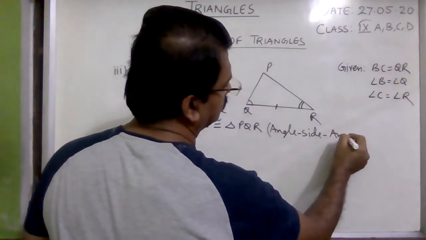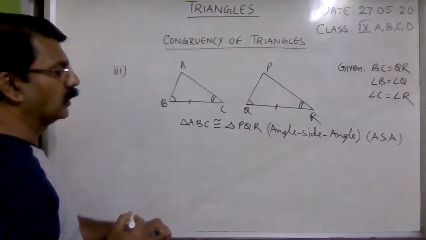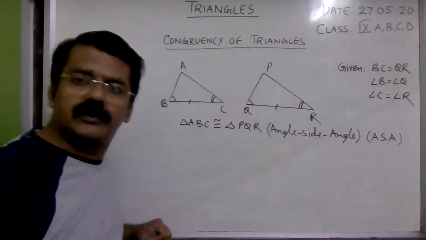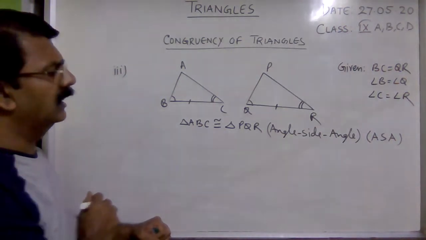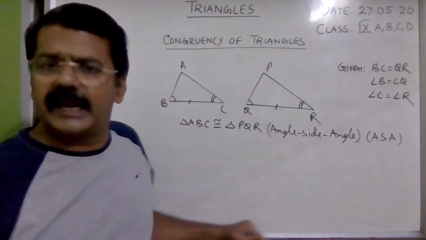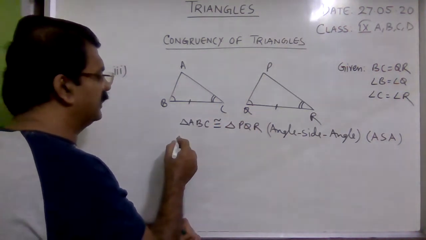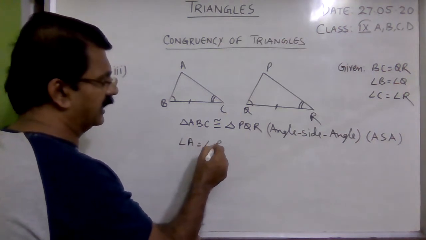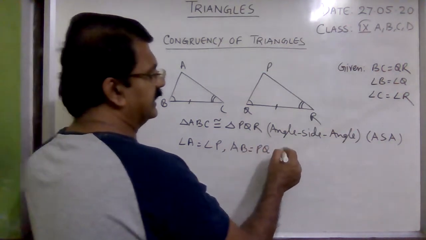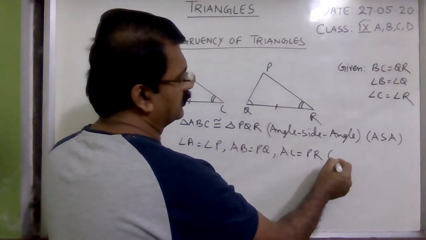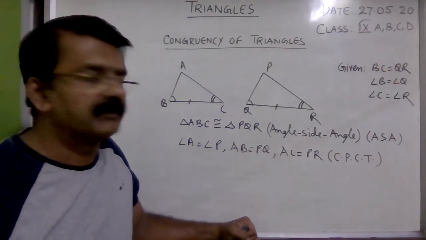Angle side angle. In short, we call it ASA, angle side angle congruency. So triangle ABC is congruent to triangle PQR. See, the orders of the vertices are the same, and it is called angle side angle or ASA congruency. And once it is proved or given that the two triangles are congruent, now we can say angle A is equal to angle P, the third angle, AB is equal to PQ, another corresponding side, and AC is equal to PR, and that is also by CPCT. That is corresponding parts of congruent triangles.